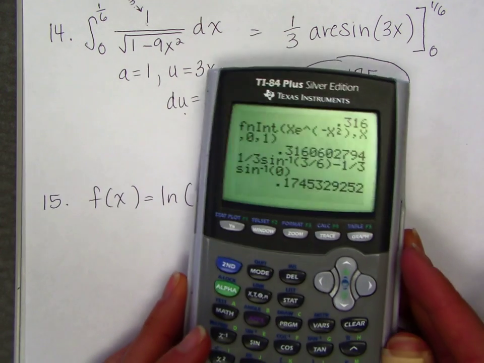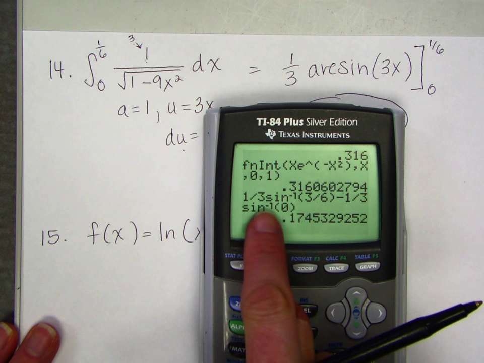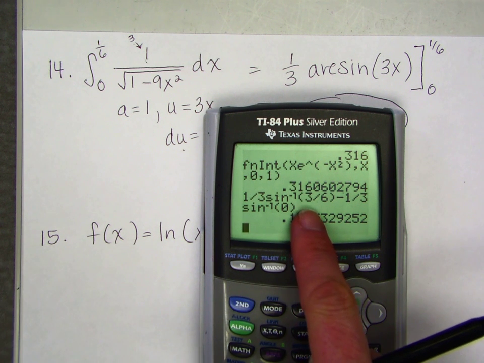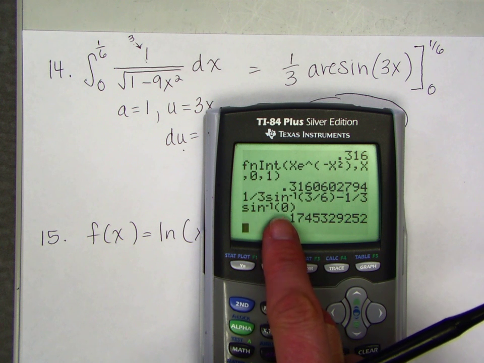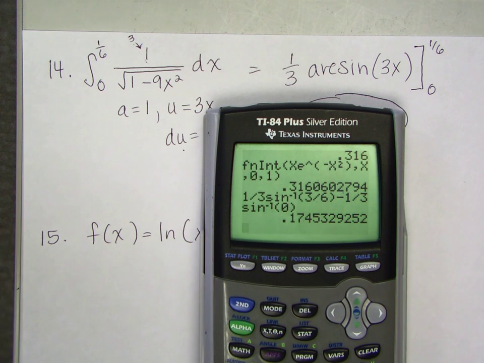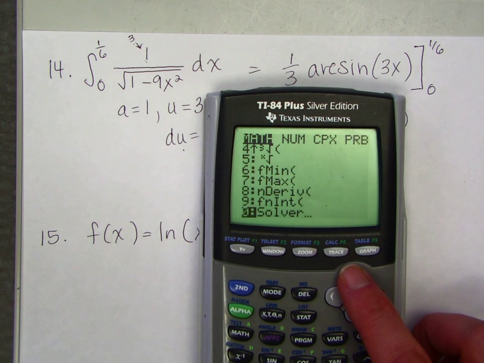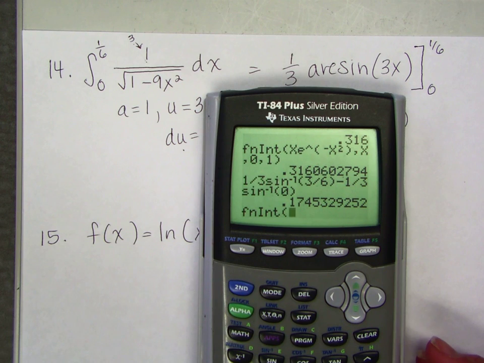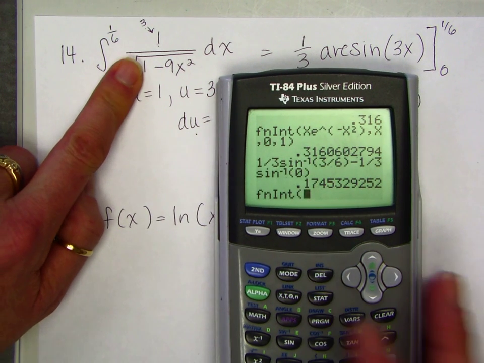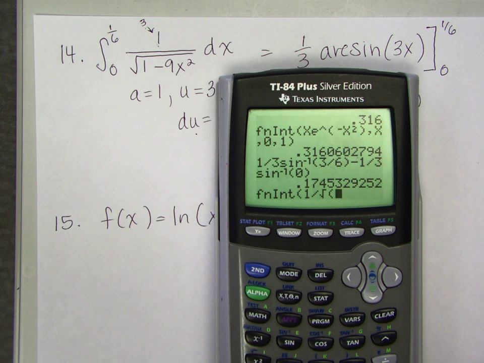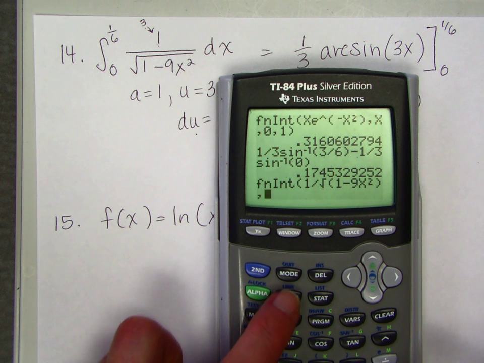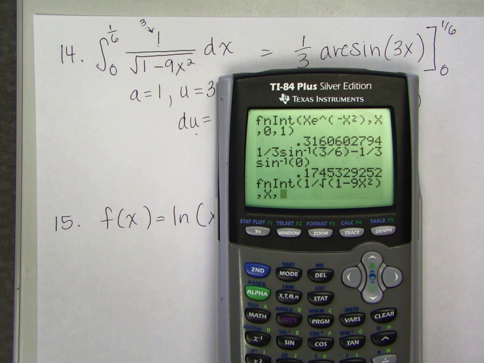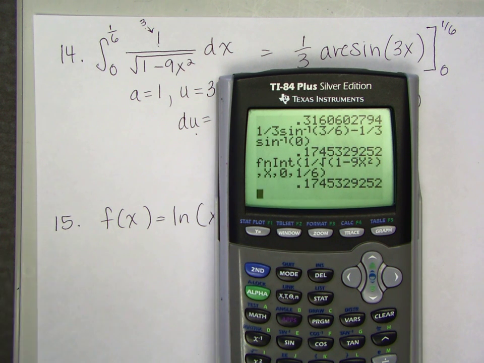And I just typed it in all at once, like this. 1/3 inverse sine of 3/6, which I knew reduced to 1/2, but minus 1/3 inverse sine of 0. 3 times 0 is 0. Again, it would be silly for us, if this were a test, to not remember that you're typing it in before you integrate it. So 1 divided by the square root of 1 minus 9x squared, comma x, you have to tell it the variable, as silly as that seems, from 0, which is the lower limit, to 1/6, which is the upper limit, and it does confirm that I'm right.